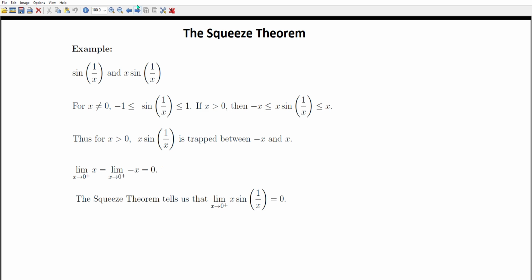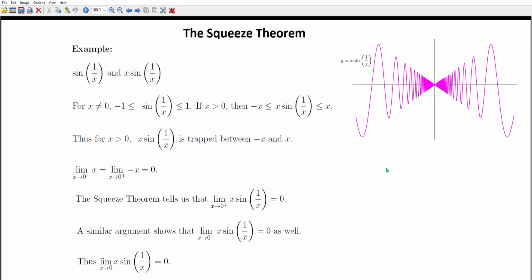Now, if we looked at x goes to 0 minus, we would be able to do a similar thing. This limit is 0, and the result is the two-sided limit of x sine 1 over x is 0.